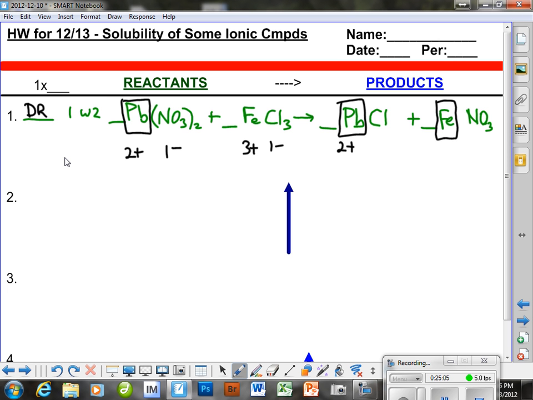And so we're going to start with the iron chloride right here. And what was the charge on chloride? 1 minus. Okay. What's the charge on chlorine?